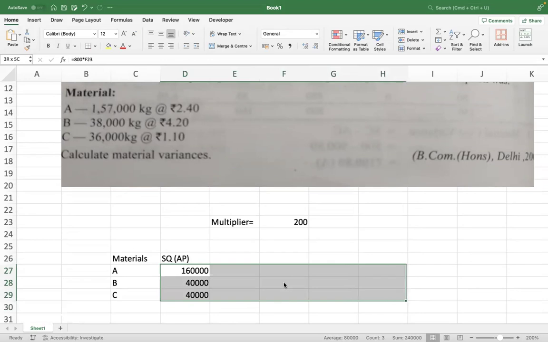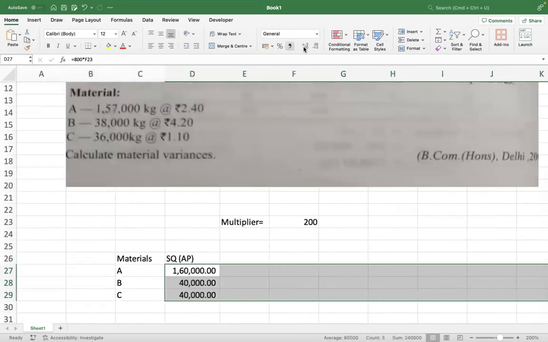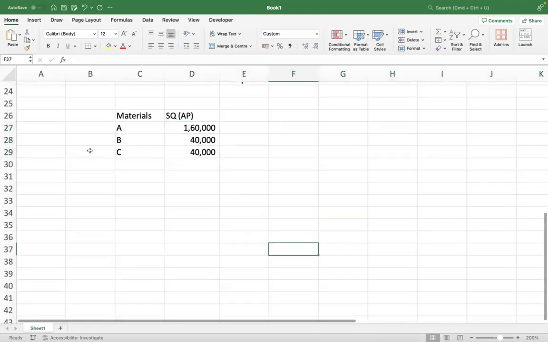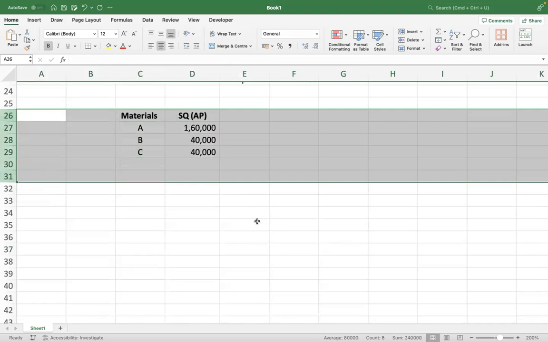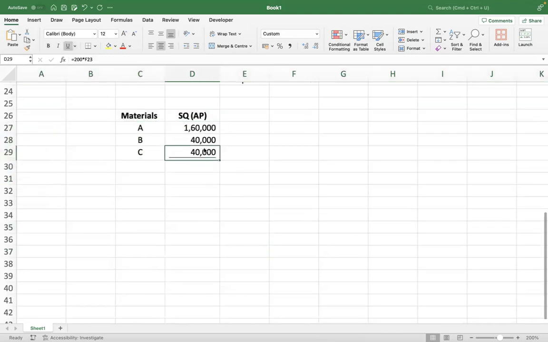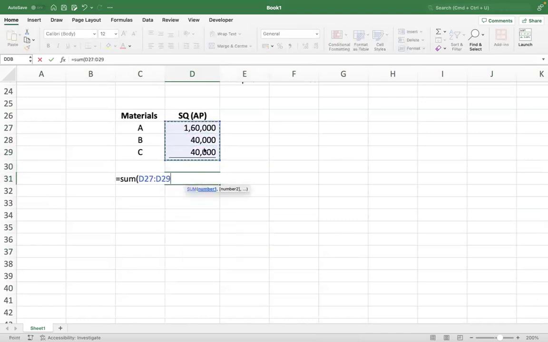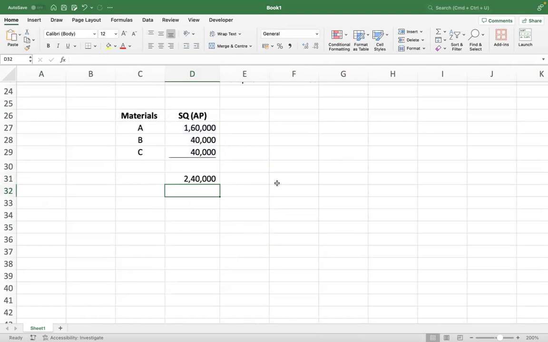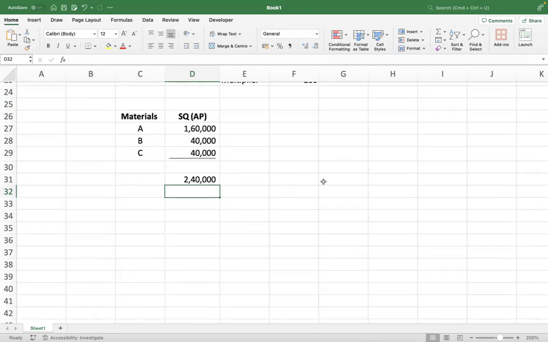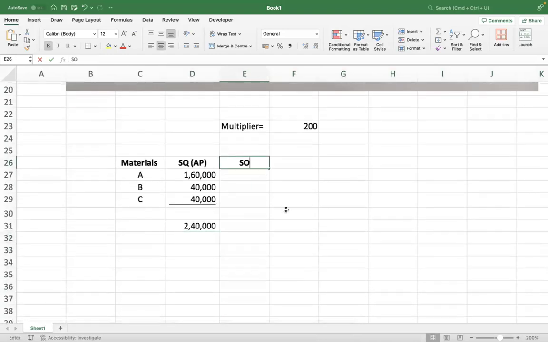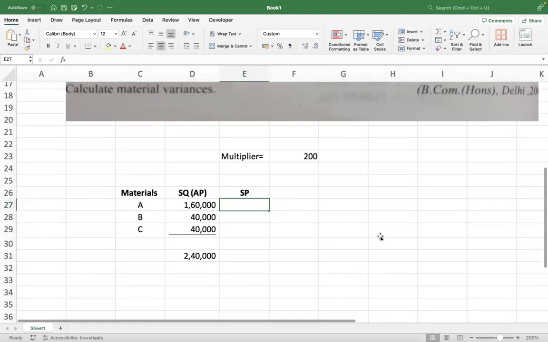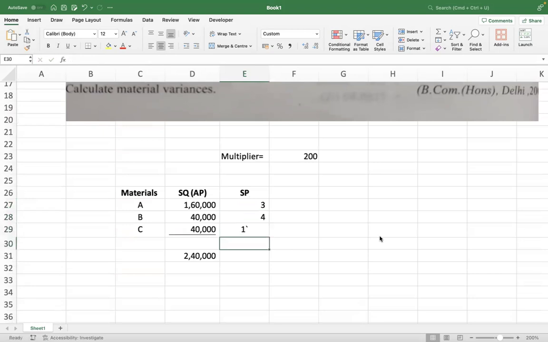Now what has happened here? This is your standard quantities for actual production, which is 240,000 kgs. This is for producing 200,000 kgs of output. Now, is the standard price given to you? Standard prices are given: 2.5, 4 and 1.